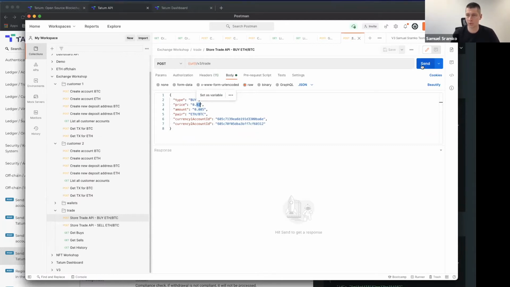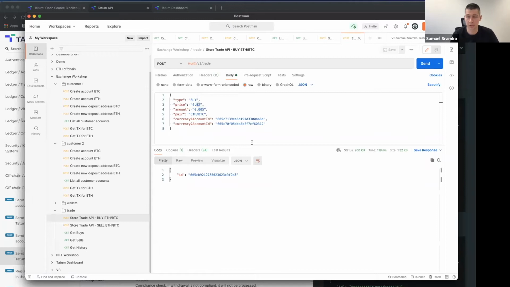We can just open this trade. This trade is by default a limit trade. You just send the price there and you are waiting if there is some other counter trade which will fill it and the trades will be closed. So the response from the API is the identifier of the trade.